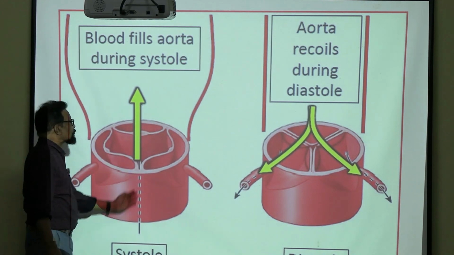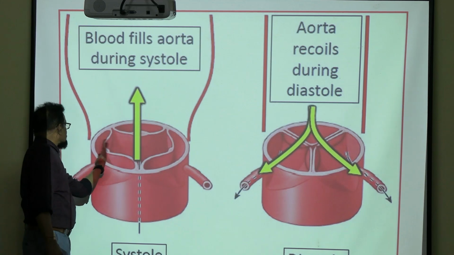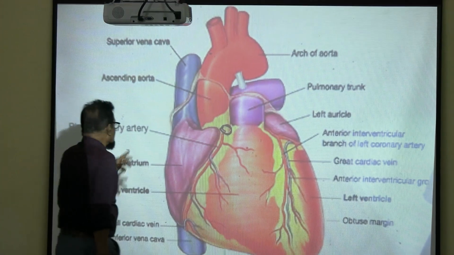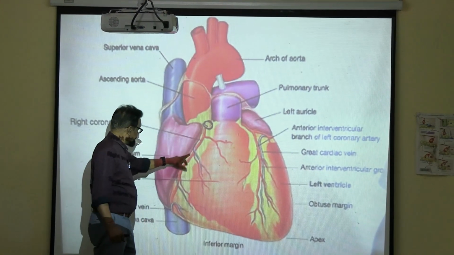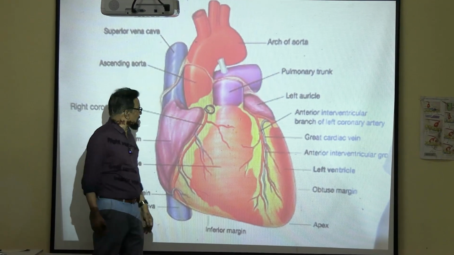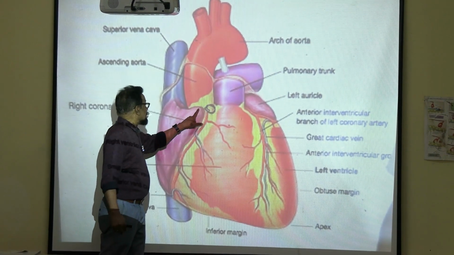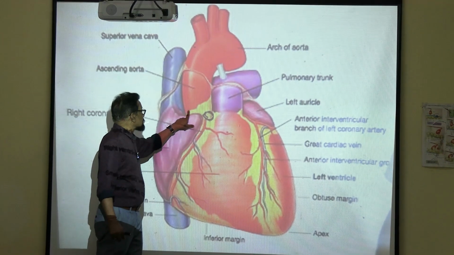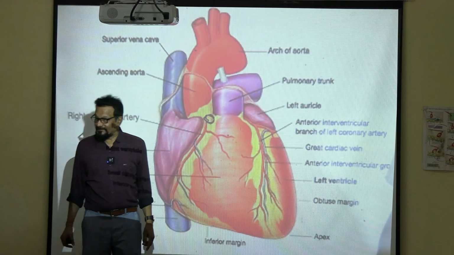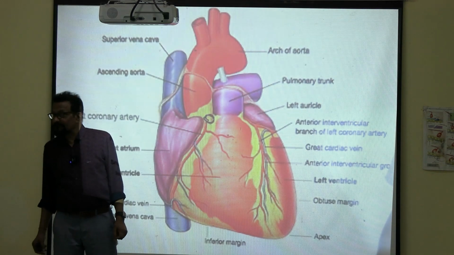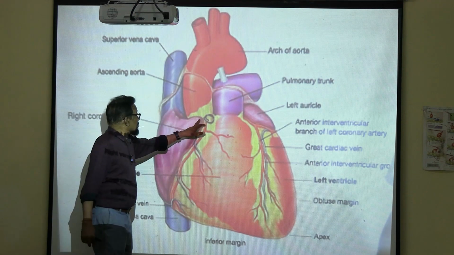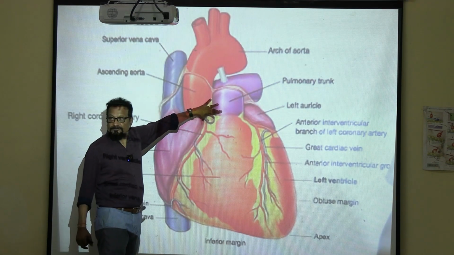See, when this is opened, what happens? The flap is almost closing the opening. This is the right coronary artery. It remains in the epicardium, the superficial layer. It runs between, this part is what? Auricle. Right, this part is the auricle. Auricle is what? An extension. So in between this part and this is the pulmonary trunk.